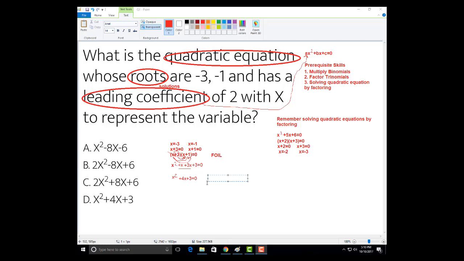And most students right there would just be like, I'm done. In fact, I tried to do that 3 times already. But the deal here is that we haven't dealt with this last piece of information yet. We dealt with the roots, but we haven't dealt with the leading coefficient of 2.